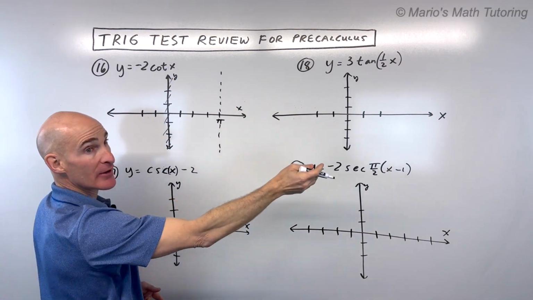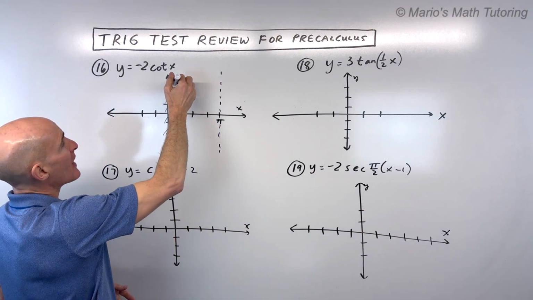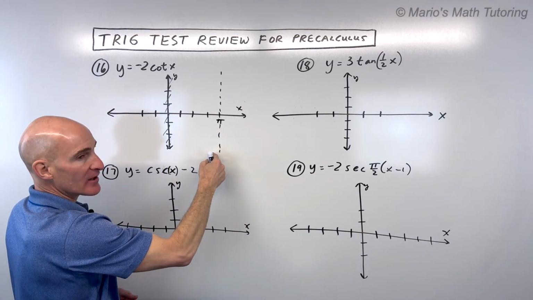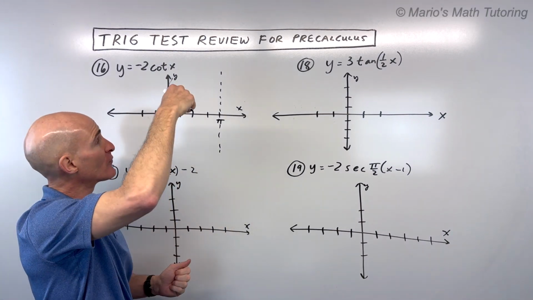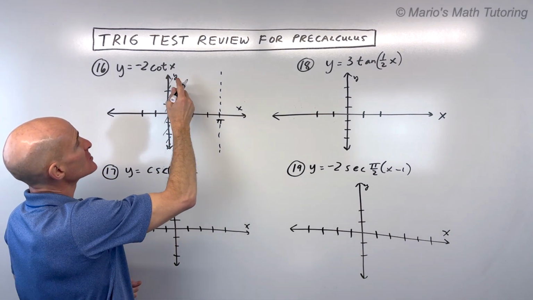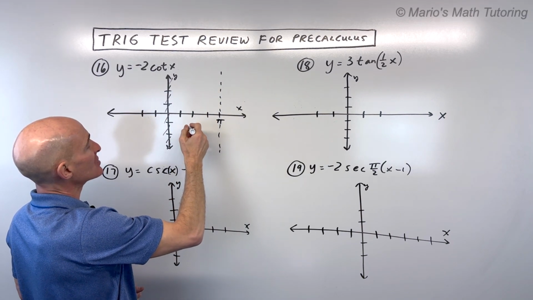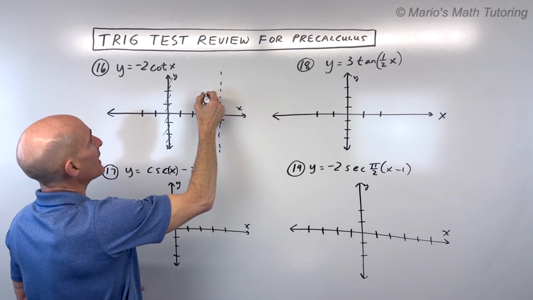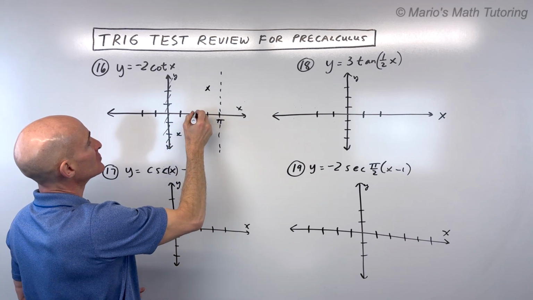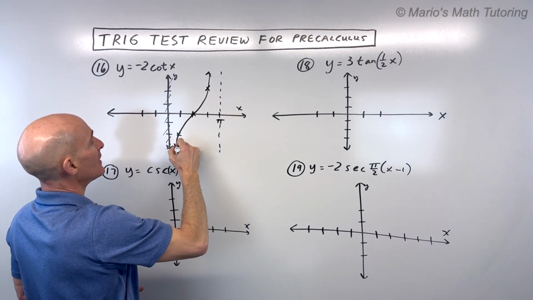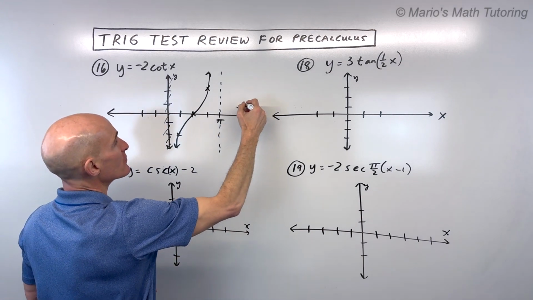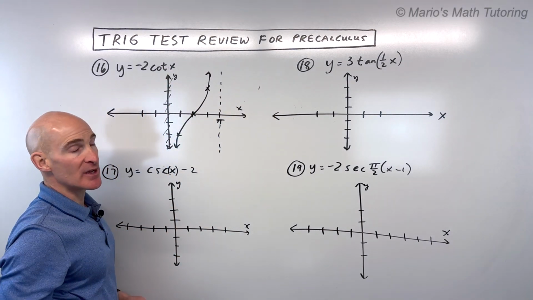So pi, 2 pi, 3 pi. The cotangent graph goes down to the right, but here you can see the negative is going to reflect it, and the 2 is going to be a vertical stretch by a factor of 2. So instead of going down to the right like this, it's actually going to go up to the right, and you're going to be here at 2, negative 2, and right through the x-axis like that. So that's kind of like one basic period there. And again, you can repeat it, and it keeps repeating.